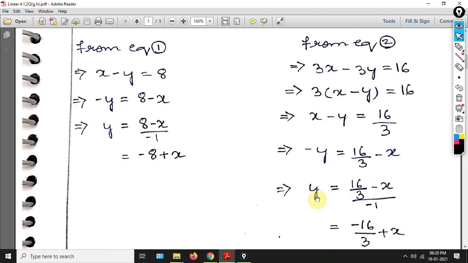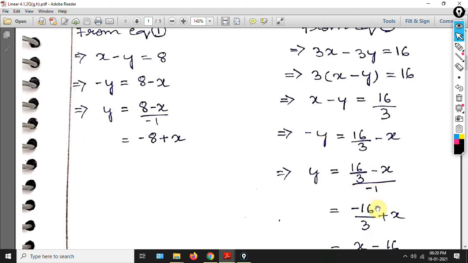Okay. Next, what are we doing? Here minus 1 is there. If nothing is written, it means 1. So we are sending this minus 1 also to that side. So equal to 16 by 3, we write 16 by 3 as it is, and minus x as it is, whole divided by minus 1. Because here minus 1 is in multiplication with y, so when it comes to the other side it will come in division. So minus 1.